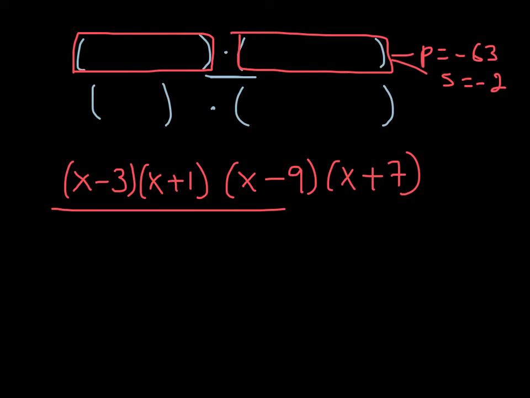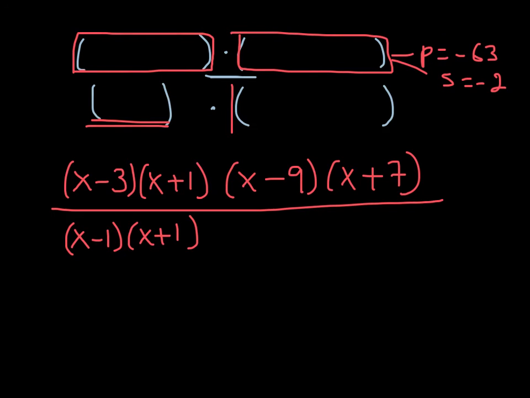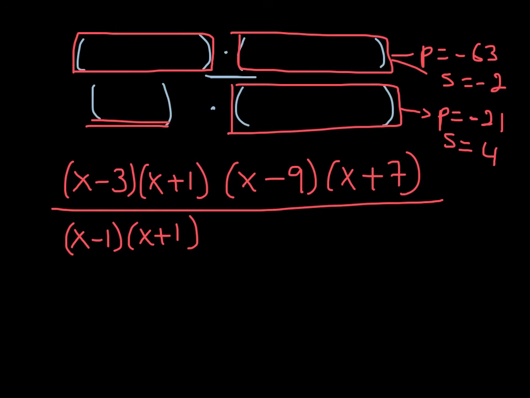All right, let's do the denominator. X squared minus 1, that's a difference of 2 squares. It's going to factor into x minus 1, x plus 1. Next, we're going to factor the last factor right here. We're going to look for a product of negative 21 and the sum of 4. And that should give us x plus 7, x minus 3.